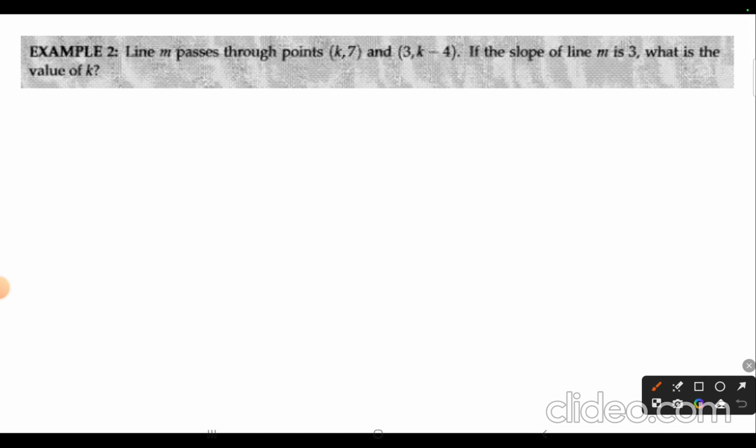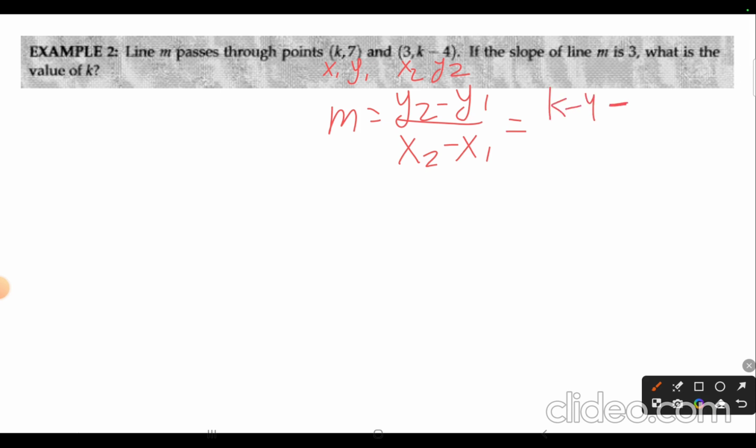Line M passes through points (k, 7) and (3, k minus 4). If the slope of the line M is 3, what is the value of k? Let's remember our formula: y2 minus y1 over x2 minus x1. We can put this as x1, y1, and this one x2, y2. y2 is k minus 4 minus y1, which is 7, divided by x2, which is 3, minus x1, which is k. We subtract it and we equalize to 3 because slope is 3.